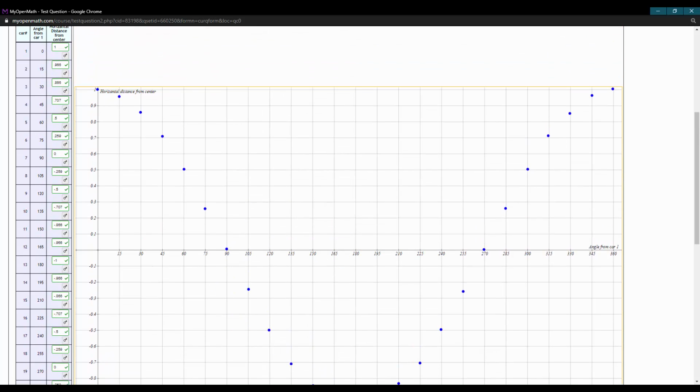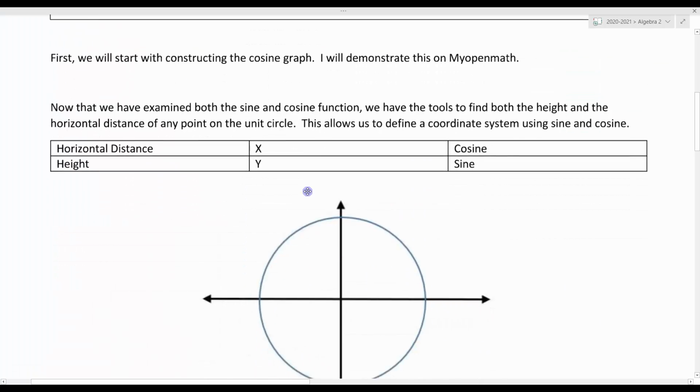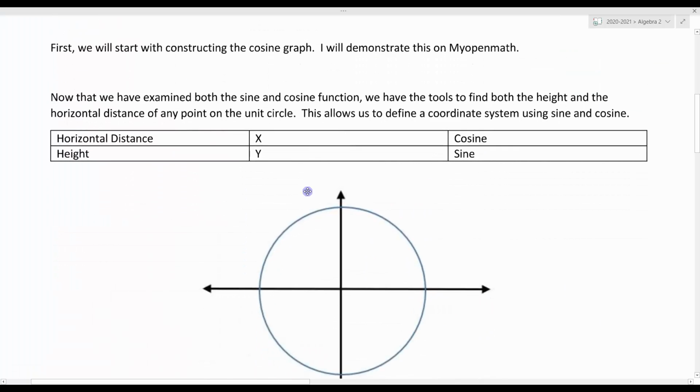All right. Okay, so let's go back to our notes and let's talk about this idea now that we know cosine and we know sine. We actually have the tools to establish a coordinate system on the unit circle. So for instance, I can put any point that I want on this unit circle and I can find its coordinates. So let's say I put a point right here. Okay, and I draw the angle out to that point, and we know this angle, let's call it theta.